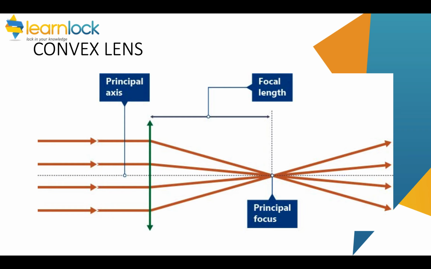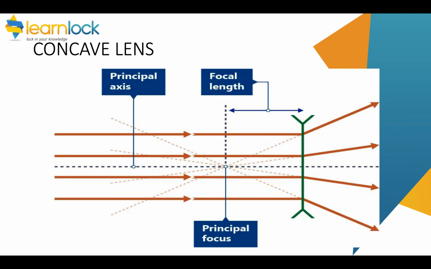In a convex lens diagram, you can see that the light rays are converged and the principal focus is in front of the lens. In a concave lens diagram, because the light rays diverge, if you go behind the lens, you can trace back to find the principal focus where the light rays would meet, as shown here. And so the focal length is a distance from here to the centre of the lens.